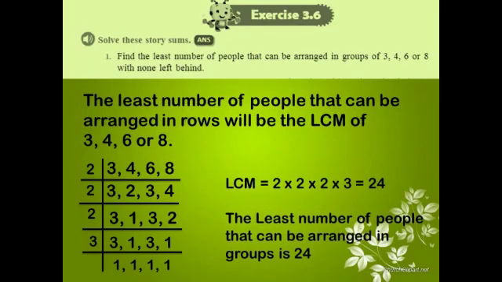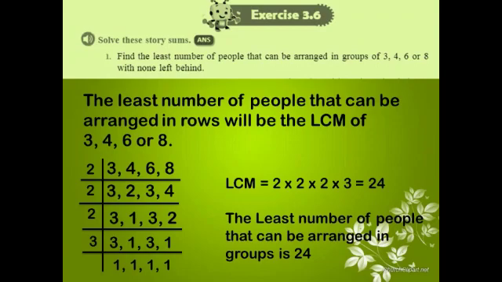Let us see a sum in the exercise 3.6. Find the least number of people that can be arranged in groups of 3, 4, 6 or 8 with none left behind. This sum also is the same as the example sum. So the least number of people that can be arranged in rows will be the LCM of 3, 4, 6 or 8. So let us divide with the smallest prime factor.